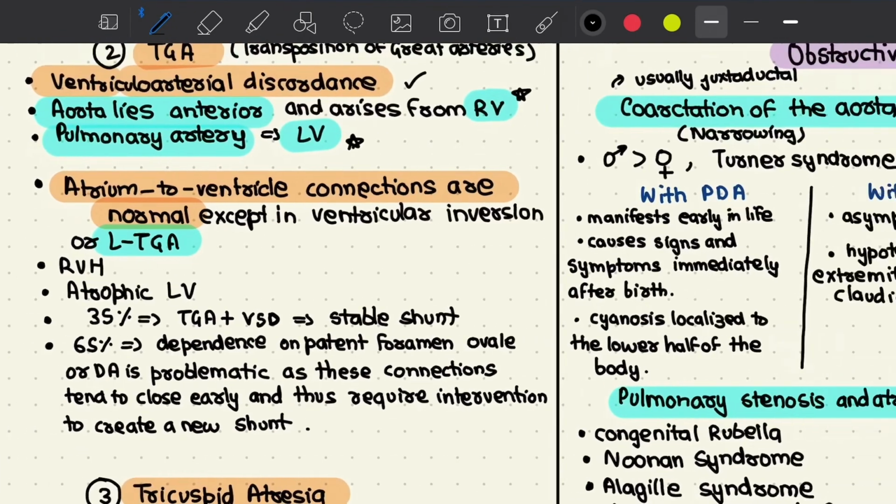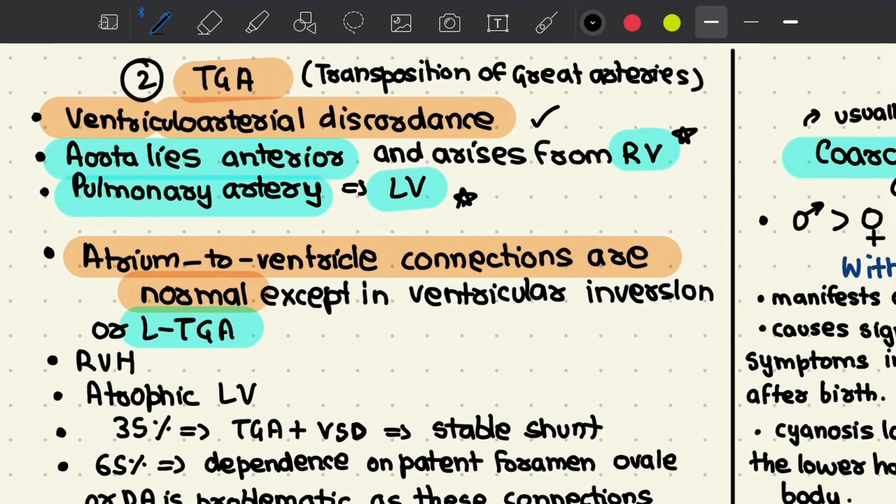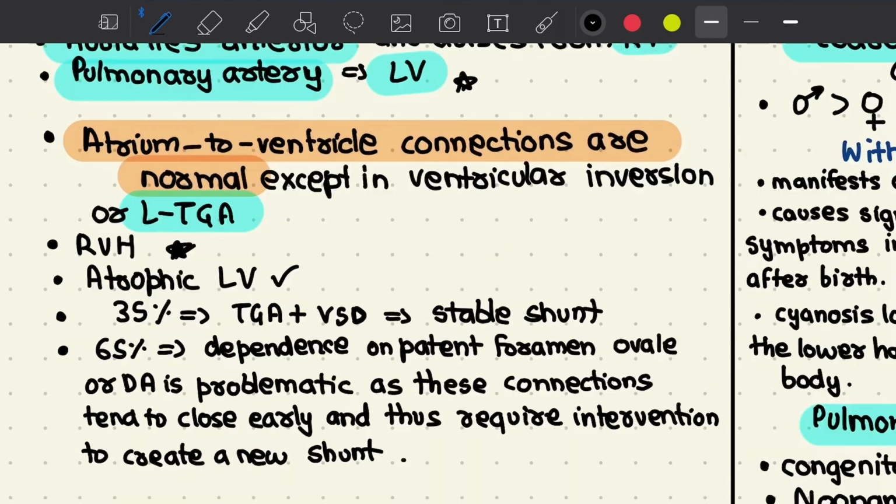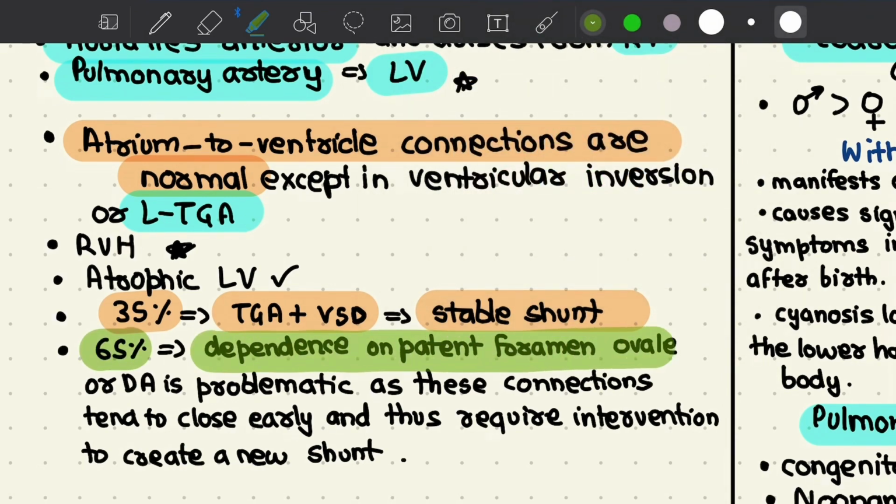So due to this ventricular arterial discordance, we will have a right ventricular hypertrophy, and we will have an atrophic left ventricle. In about 35% of the cases, we usually have a transposition of the great arteries plus a ventricular septal defect, so we get a stable shunt. But in the remaining 65% of the cases, dependence on a patent foramen ovale or a ductus arteriosus is problematic, as these connections tend to close early and thus require intervention to create a new shunt.